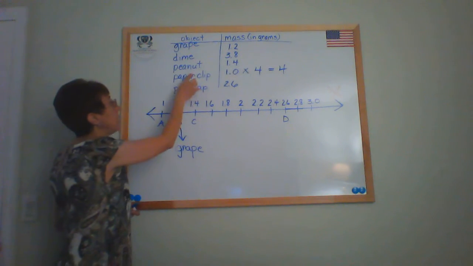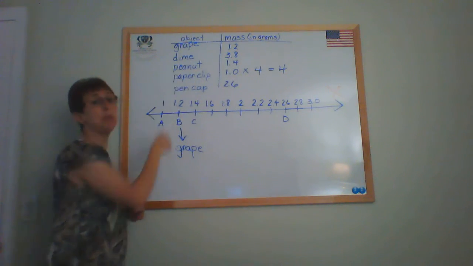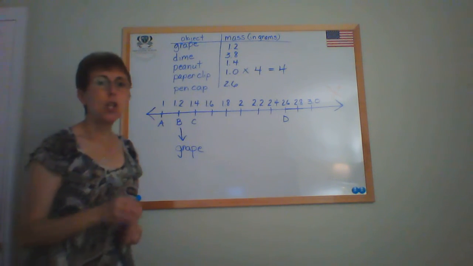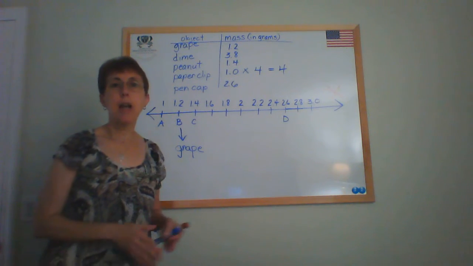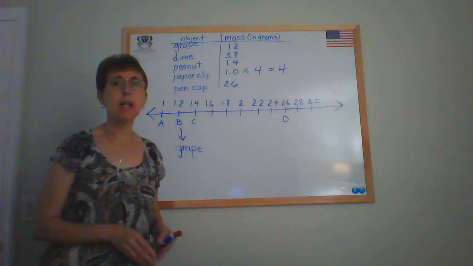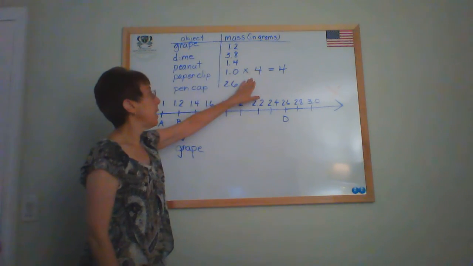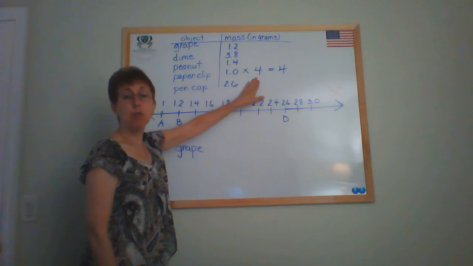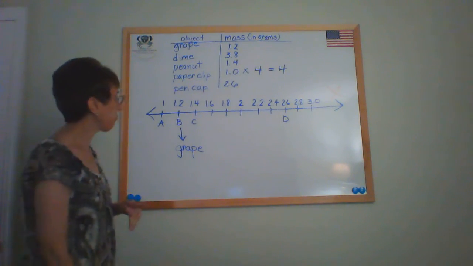So then the item that weighs almost 4 times as much as the paperclip would be the dime. Again, good estimating skills. Remember, when we estimate, we're looking at about how much. It's not an exact number. And that's what it was here, looking for an item that weighed almost 4 times the paperclip. Okay? And that would be the dime.